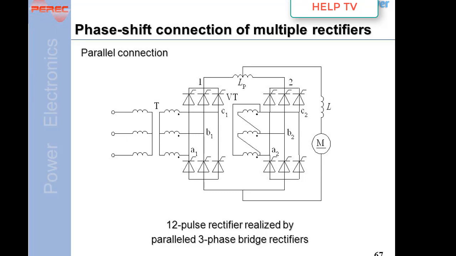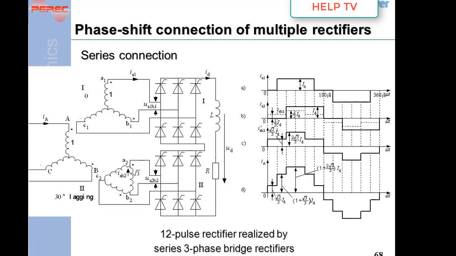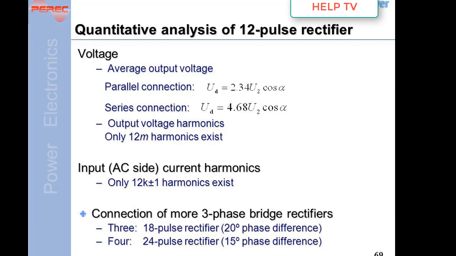Parallel connection: 12-pulse rectifier realized by paralleled three-phase bridge rectifiers. Phase shift connection of multiple rectifiers. Series connection: 12-pulse rectifier realized by series three-phase bridge rectifiers. Quantitative analysis of 12-pulse rectifier. Voltage: average output voltage for parallel connection and series connection. Output voltage harmonics.